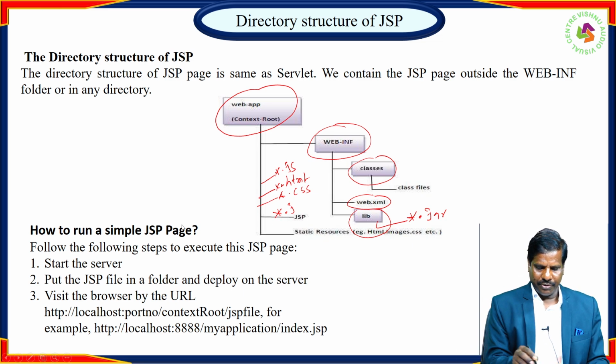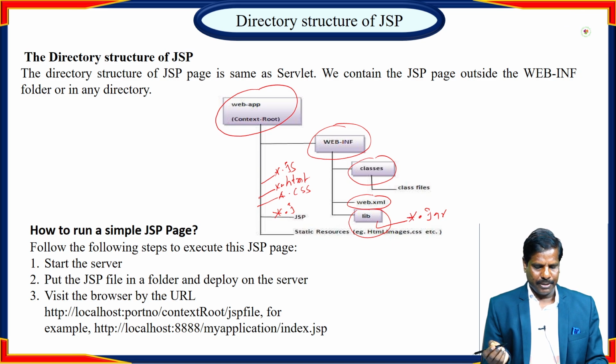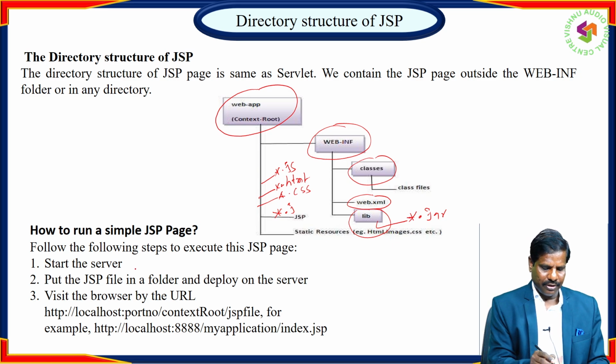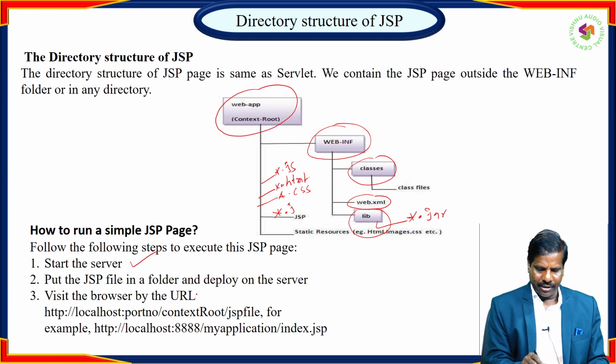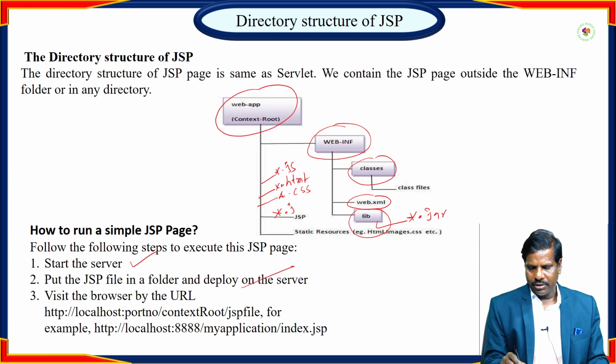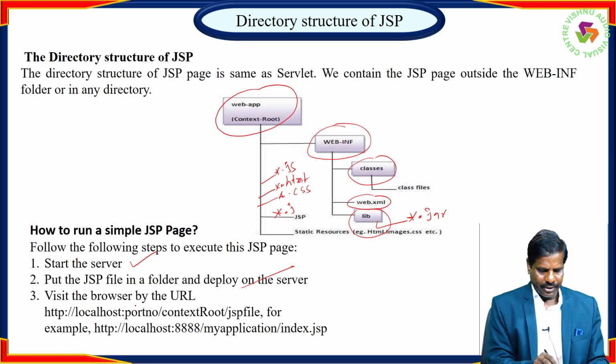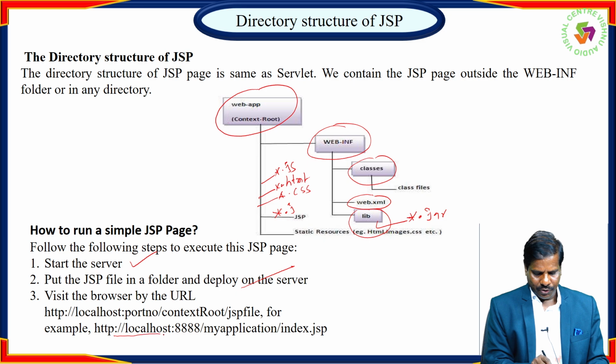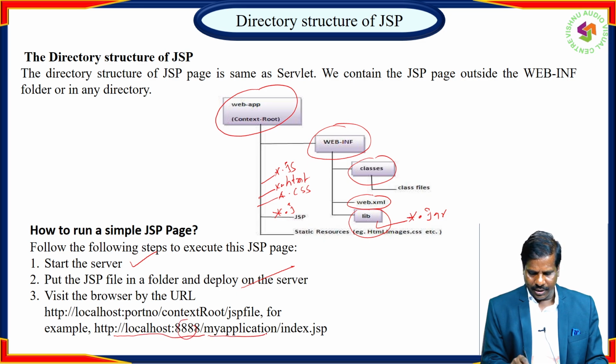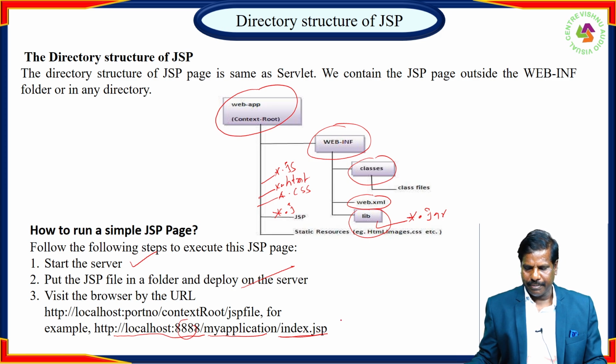So how to run the JSP. First start the server, then put the JSP files inside the folder and deploy on the server. Copy this inside the server and type the address: localhost, your port number, the main folder name, and the JSP file name. This is the process to execute a JSP program.